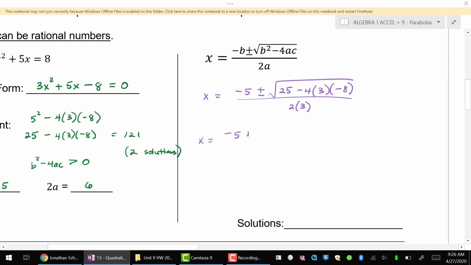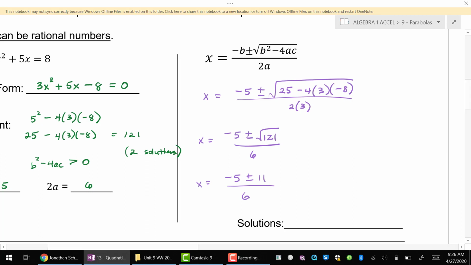All right, -5 plus or minus, we said that was 121 in that expression. So root 121, and that's all divided by 6. Now radical 121 is a perfect square, and that's exactly equal to 11. So now I have -5 plus or minus just the number 11 all over 6, and that actually will lead to 2 different solutions, and here's how it works.